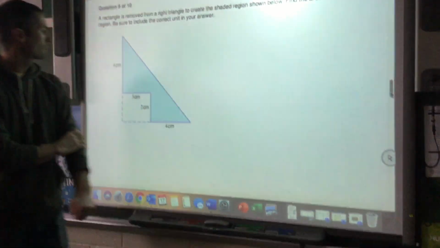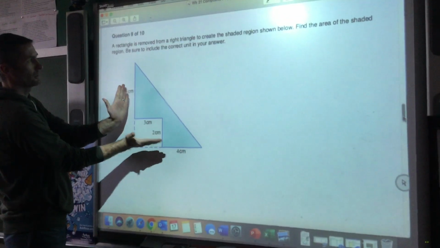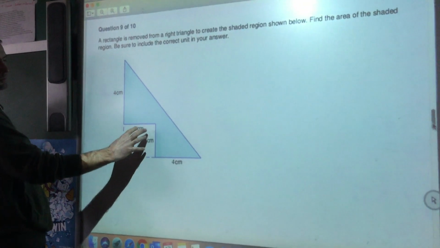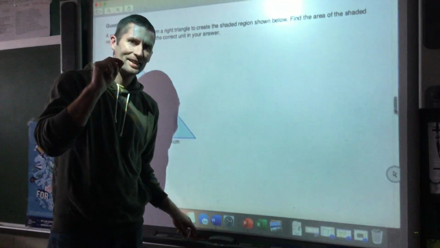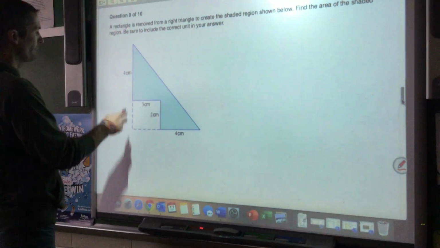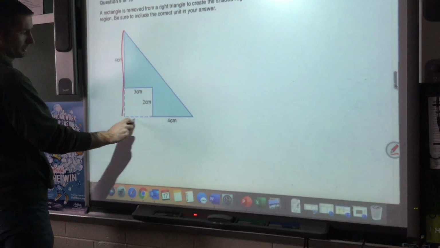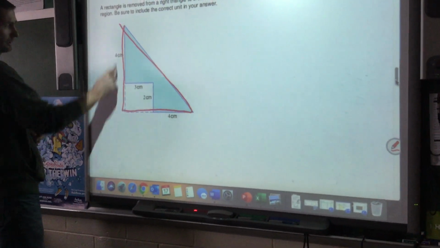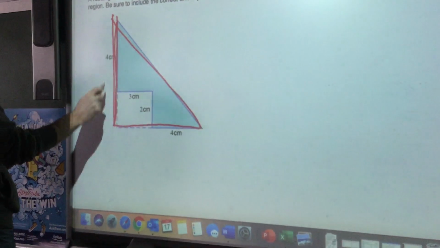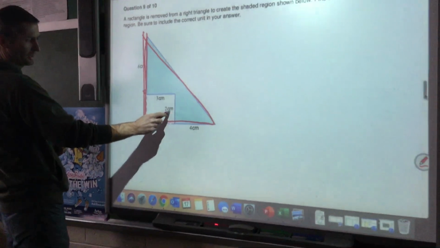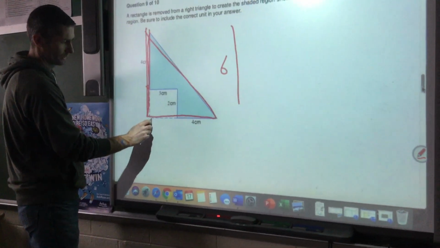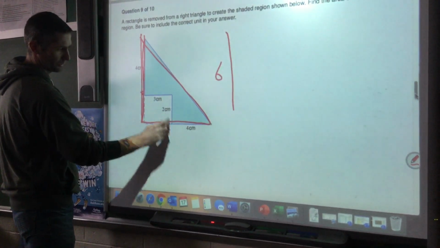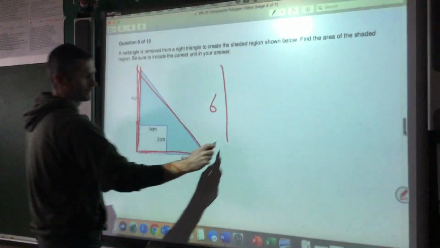Okay, this one's a little harder. Now we have a right triangle, so we can see the whole triangle, and then we're going to subtract out the rectangle. Remember, triangle for area is half. So if I look at this big rectangle here, this is not 4. To here it's 4, but then I have 2 more. So that's actually 6. This is 4 to this point, and then we have 3 more. So this is 7.